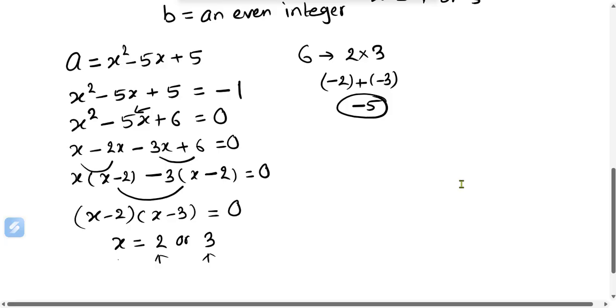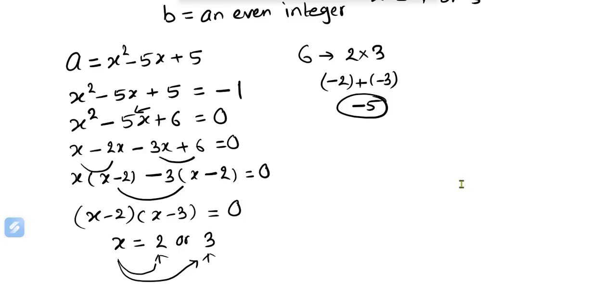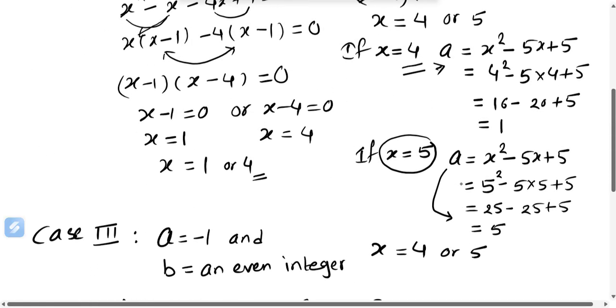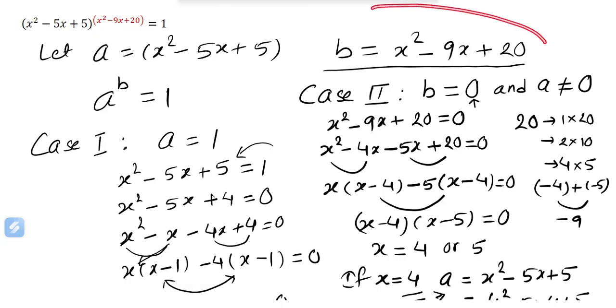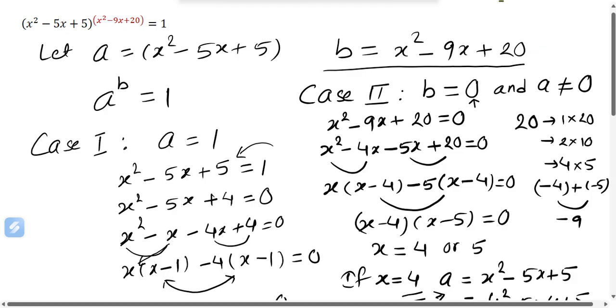Now, let's check. If the value of x is 2, will b be an even integer, and when x is 3, is b an even integer? So for that, we have the relation. Here we have the value of b, which is x squared minus 9x plus 20. So in this relation, we check the value of x equal to 2 or 3. So when x is 2 or when x is 3, if this comes out an even integer, then the value of x is 2 or 3.